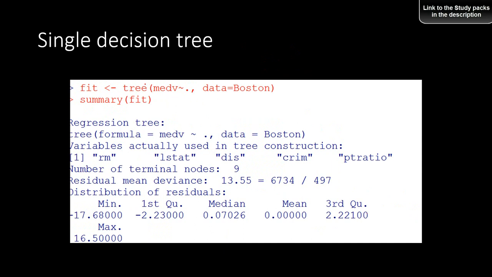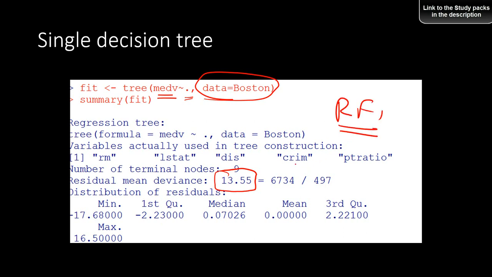So first we will try to fit a decision tree model, which is the very plain vanilla, the simplest of the type. This is the target variable, and we are using all 13 variables as independent variables, and the data we are using is Boston. When you summarize, you will see the residual mean deviance is around 13.55. Whether that's good or not, we do not know, but we will compare with random forest and bagging and see which one works better.